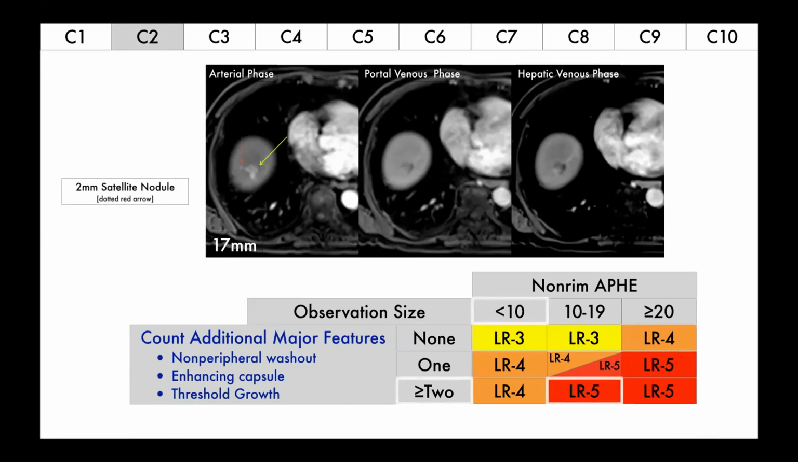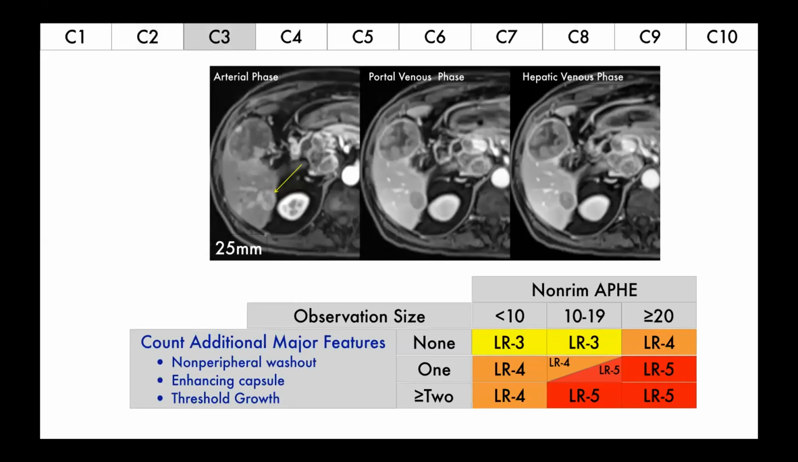Now let's go to case number 3. Here you can see a more exophytic lesion in segment 6, 25 millimeters in size. Because it's 25 millimeters, it's showing a heterogeneous enhancement. There is a definitive washout and the capsule is enhancing on the portal and hepatic venous phase. So if you go to the table, greater than 20 millimeters with 2 features including washout and enhancing capsule, you know this is an LR5, a classic or definitive HCC sitting up here.